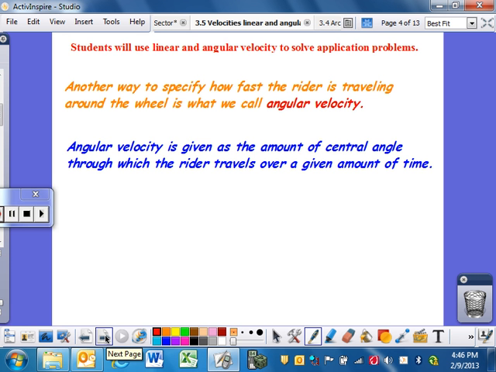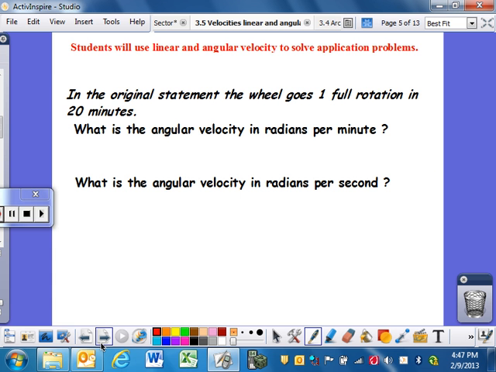What I feel is the easier one is what we call angular velocity. This is another way that you can figure out how fast you're actually traveling. Angular velocity gives the amount of the central angle, your theta, or your angle, over a given period of time. So in either case, you're going to have time on the bottom, but angular velocity gives the theta, or your central angle. So I want to talk about angular velocity first.